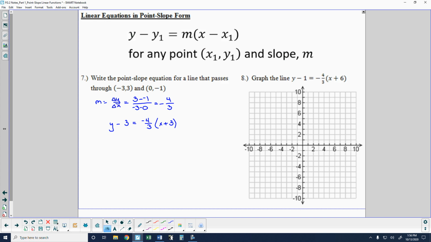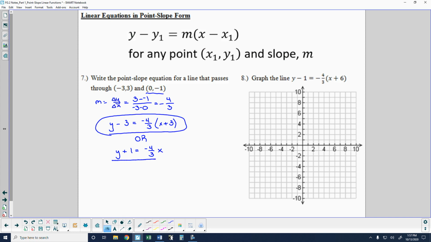Now we could also write it with the other point. So we could use this second point, 0, -1. In this case, it would be y minus -1, or y plus 1, equal to -4/3 times x plus the x coordinate, which is 0. So we could just write this as -4/3 x. Either of those would be acceptable ways to write point slope form of this equation.